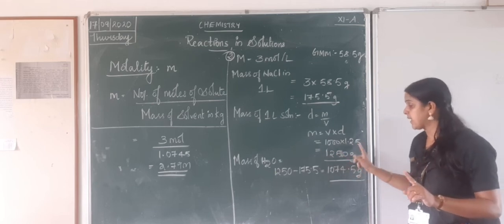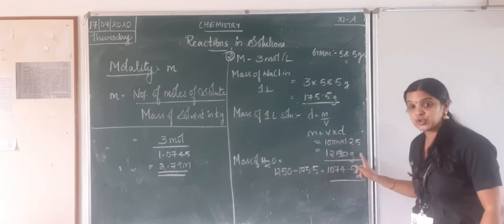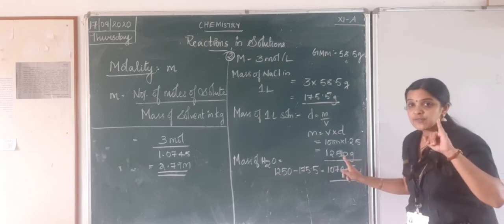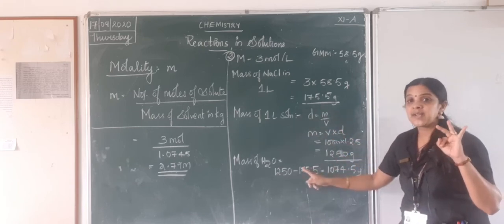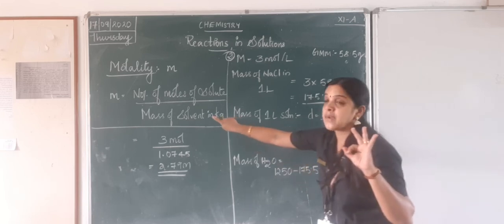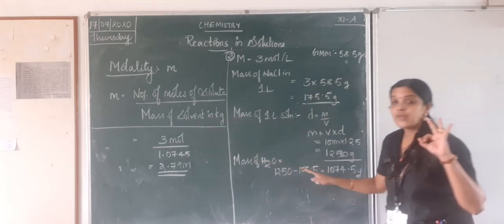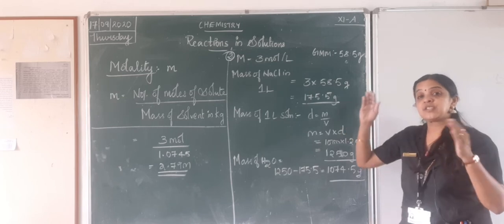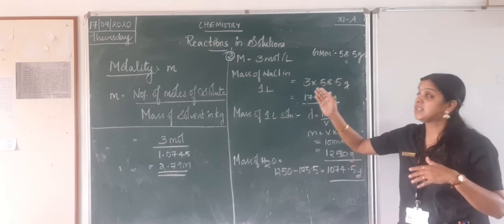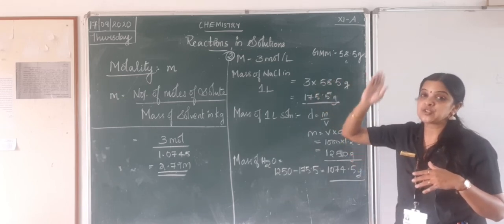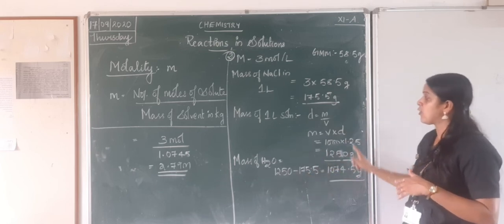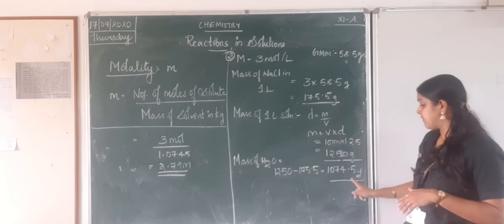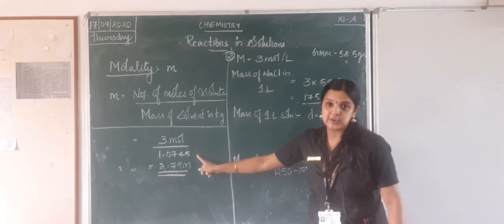So when I multiply these two, I get the mass of my solution. I have the mass of solution, and I have the mass of the solute. How will I calculate the mass of the solvent, because I need the mass of solvent here? Solute plus solvent is solution. So, solution minus solute will give the solvent. So, 1250 minus 175 will give me the mass of the solvent.